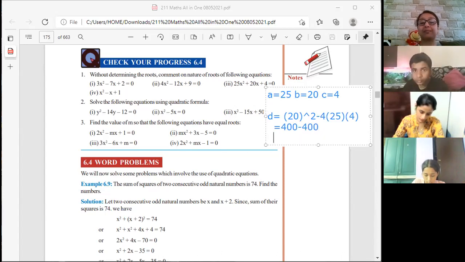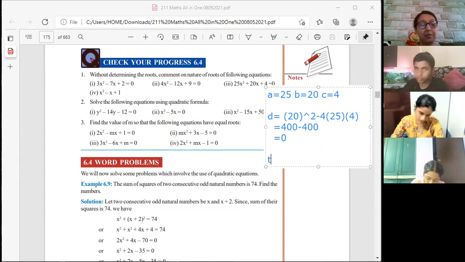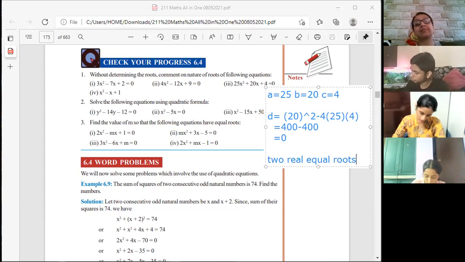So what am I going to get? D is equal to 0. So if it is 0, then what is my answer going to be? Two real, equal roots. Correct? Is it getting easier?